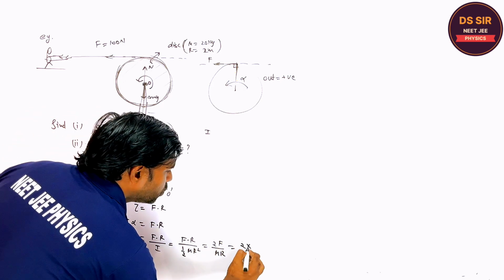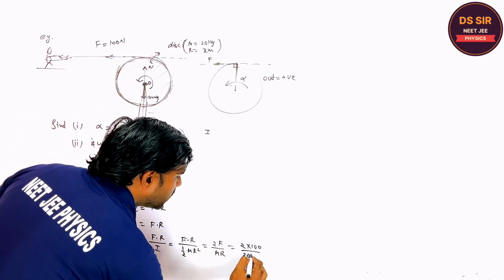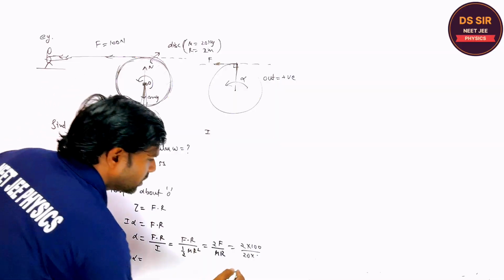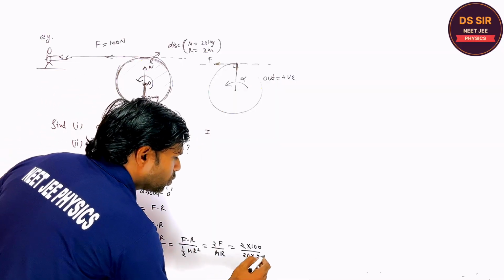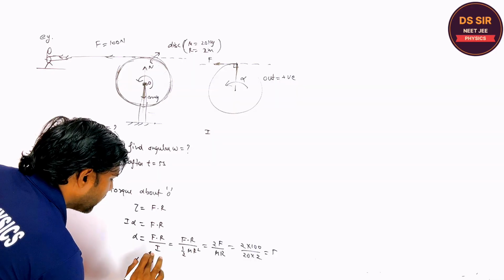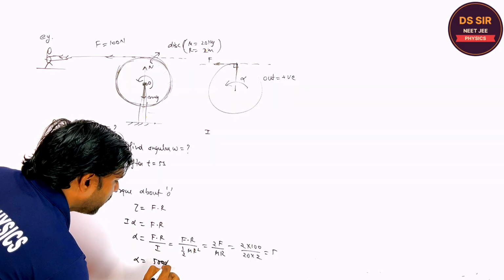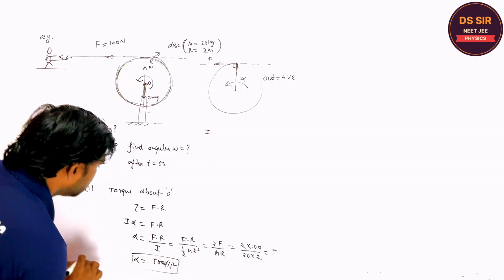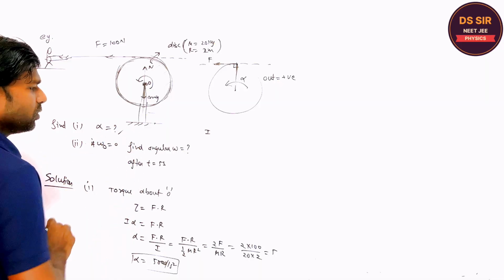So the value is 2 into 100 upon 20 into the radius 2. Are you getting or not? The 2 will cancel out. So 5. So the angular acceleration is 5 radian per second square. This is the angular acceleration.